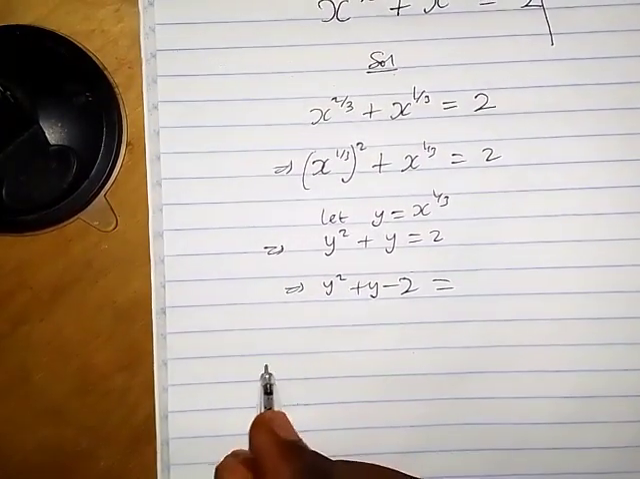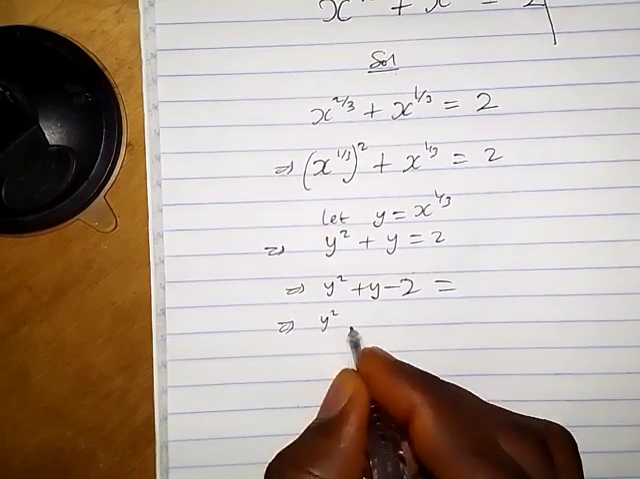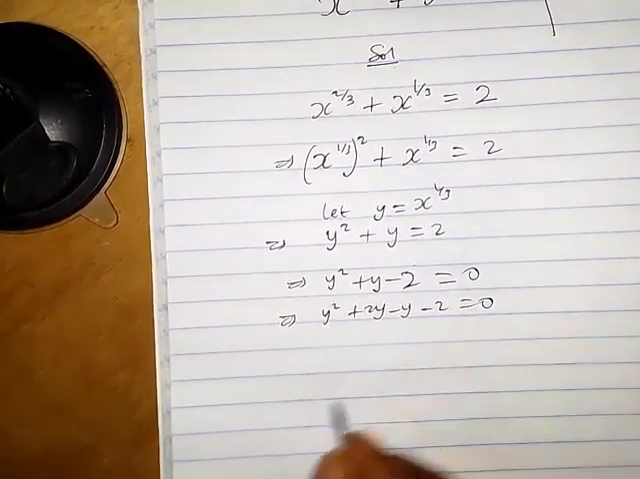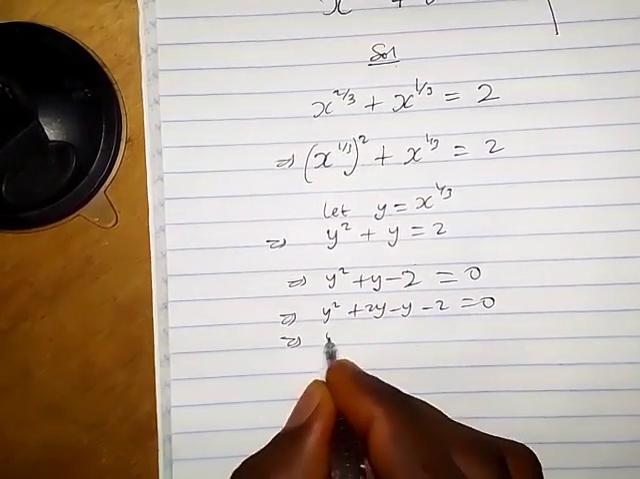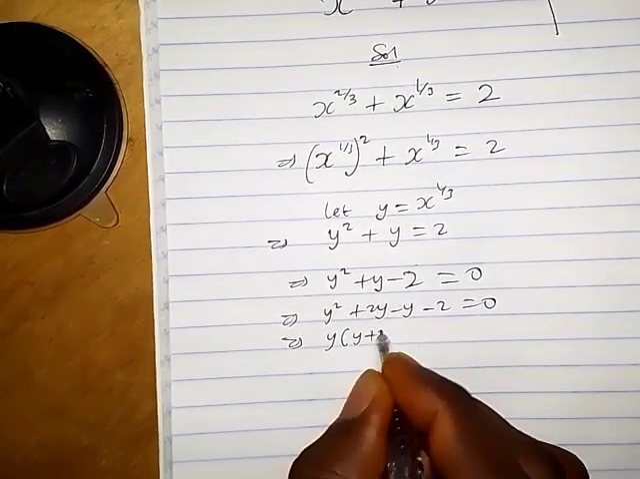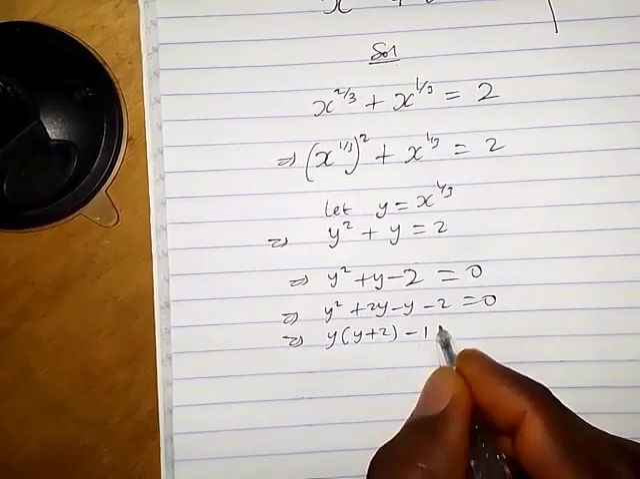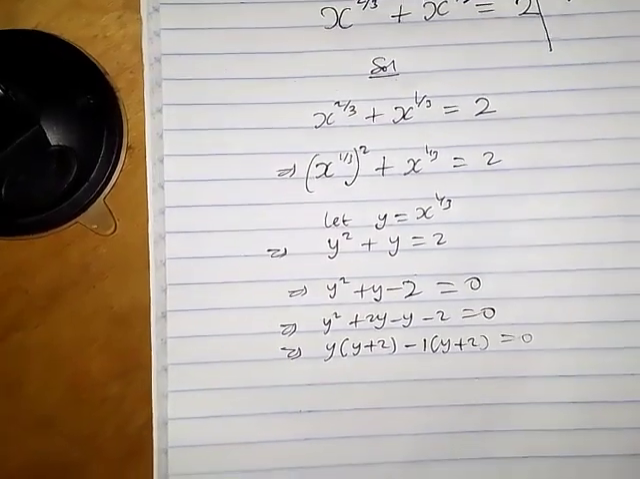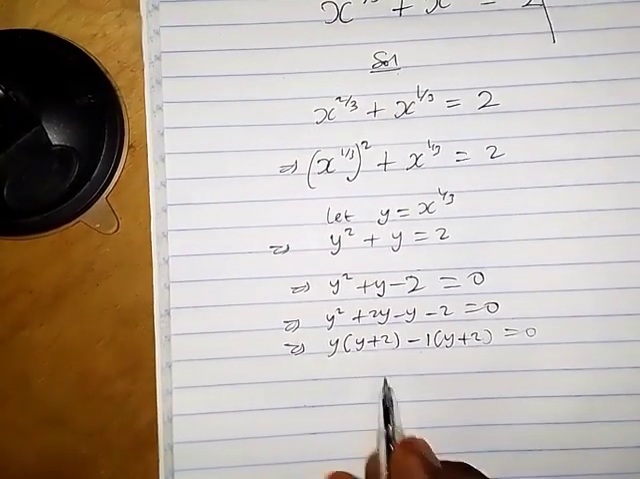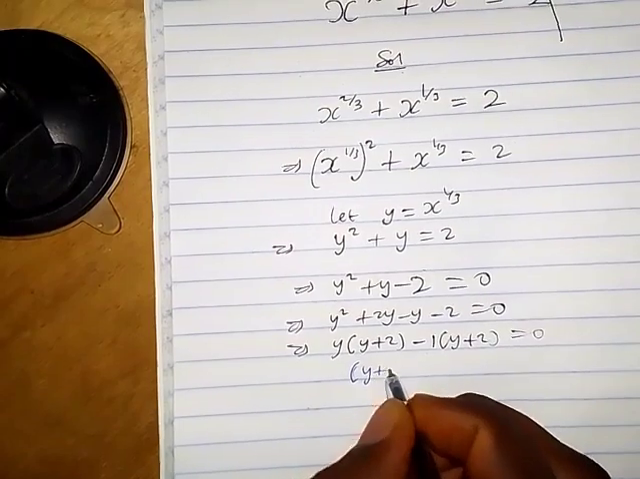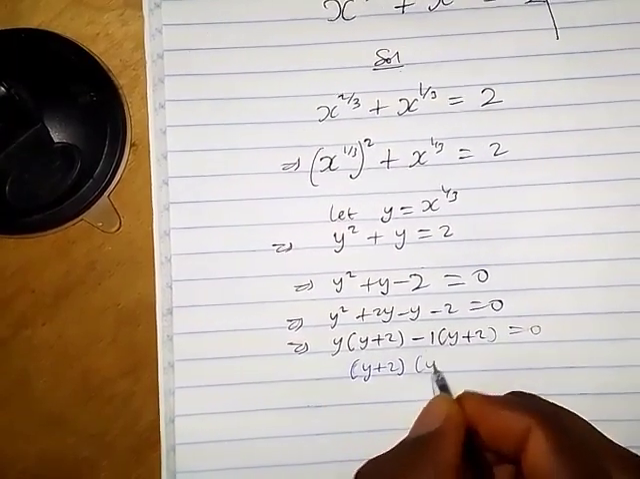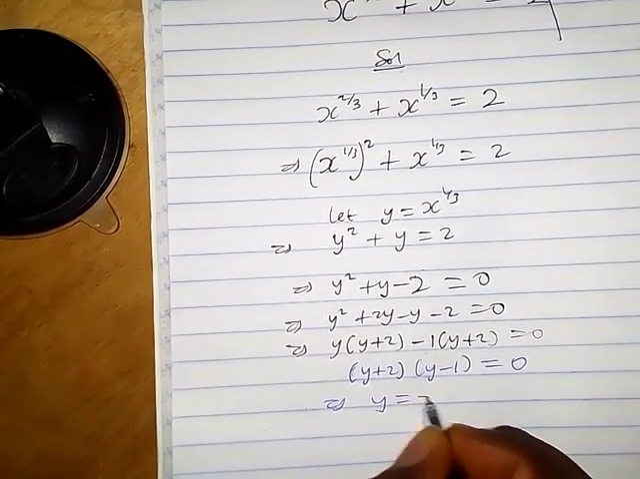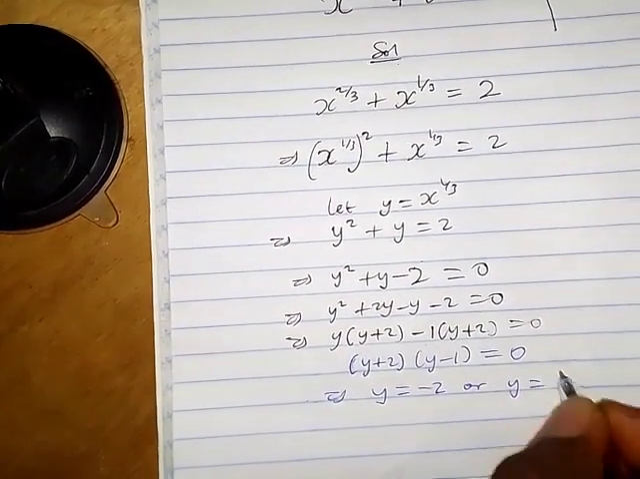Now we can factorize this. So we have y squared plus 2y minus y minus 2 equals 0. y is common, we can pull it out. We have y into y plus 2, minus 1 into y plus 2, equals 0. So y plus 2 is common, we can pull it out, and y minus 1 equals 0. This implies that the value of y equals minus 2 or y equals positive 1.